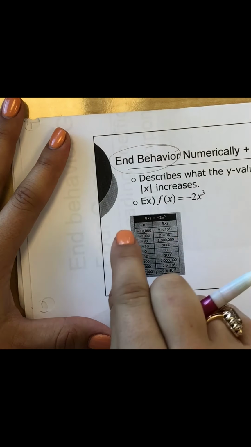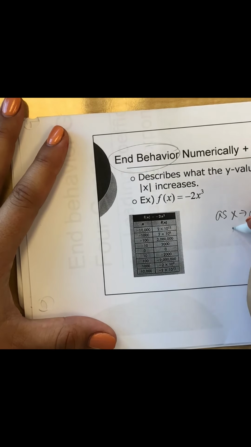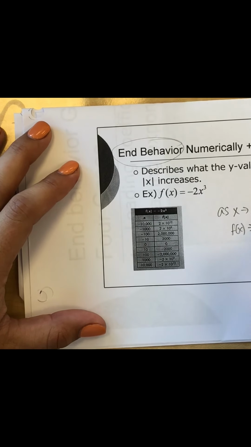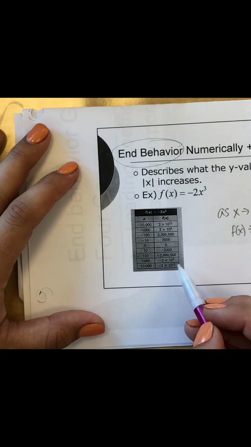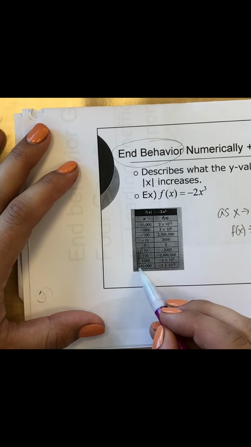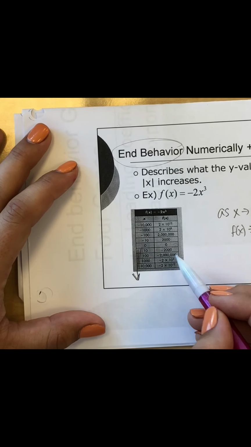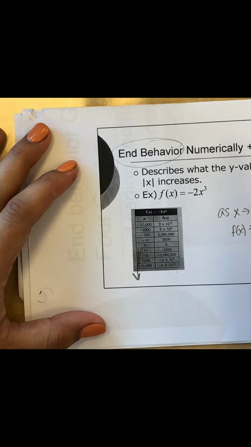You're thinking as x heads towards infinity, what does f of x head toward? So that's how you always write end behavior. So let's look at this table. As x is heading towards infinity, right? So I have 10, 100, 1,000, 10,000. x is heading towards infinity. For y, you have 0, negative 2,000, negative 2 million, et cetera, it's just getting bigger and bigger, but negative. So really smaller and smaller. So it's heading toward negative infinity.